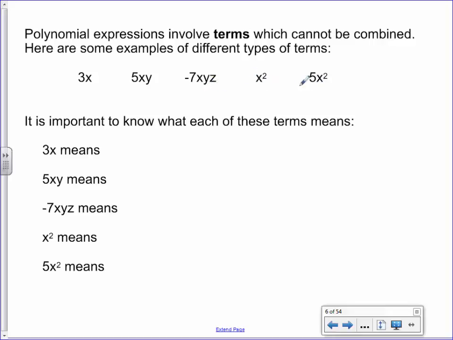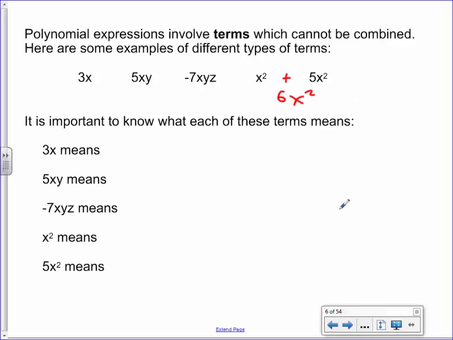What about these ones right here though? Would these be able to go together? No, I didn't actually put a sign between them, but hypothetically if there was a sign between them, you would say you have 6x squared, right?